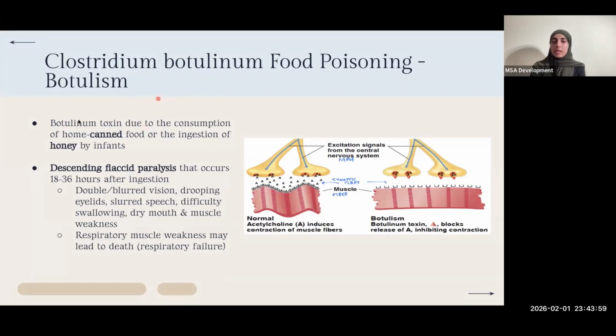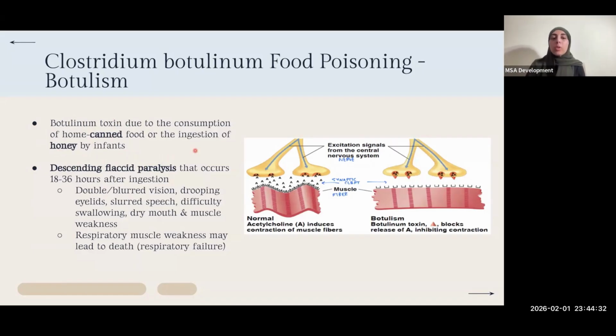You know this is very classic. There's home canned foods or the ingestion of honey by infants. Basically, you have the toxin in the canned foods, or you have the spores in the honey. And when someone eats these foods, they can get botulinum toxin. And the key thing about the botulinum toxin is that it causes a flaccid paralysis, particularly descending paralysis. So, food poisoning by the botulinum toxin leads to descending flaccid paralysis.